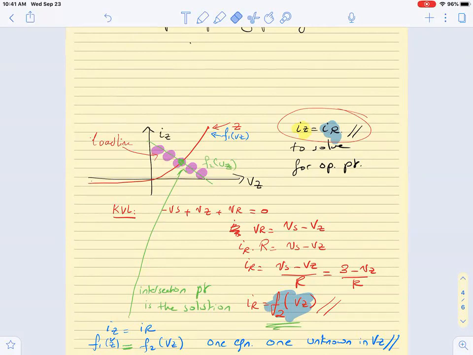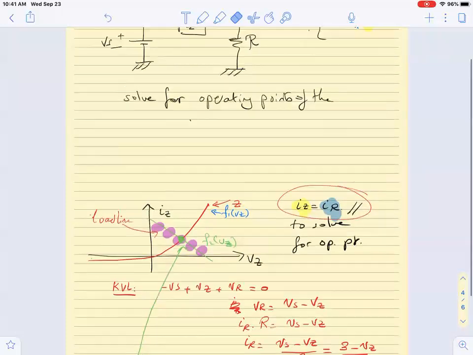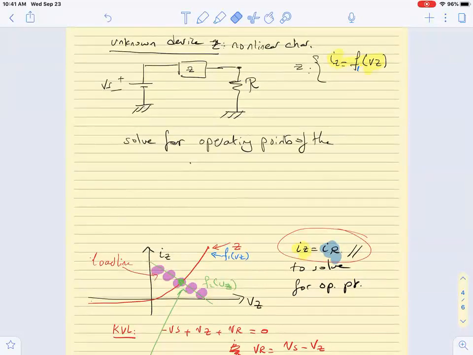Okay, and the intersection point between the load line, between function one and function two, is the solution. Okay, did I explain why we are drawing the resistor here on this graph? Does anyone have a question about it? Do you all have in your head a mapping: somebody gave me that IZ is a function of VZ, so I can draw its characteristics on this curve here, okay?